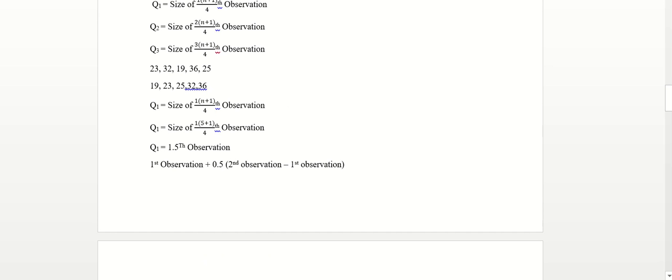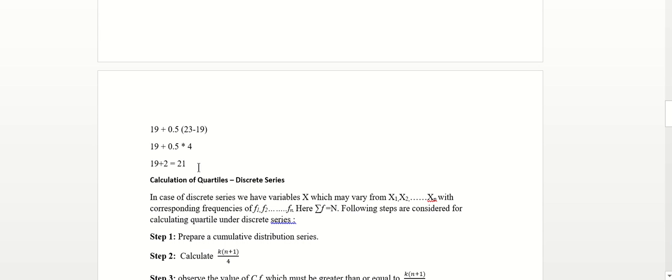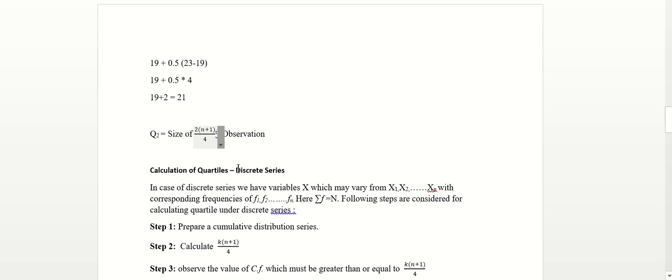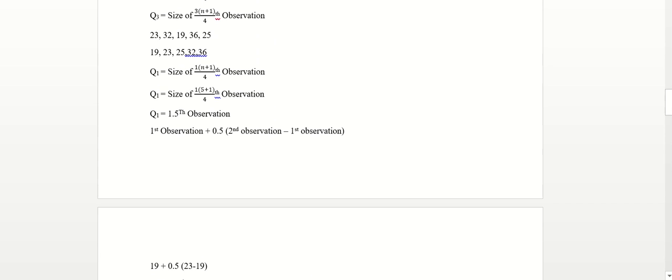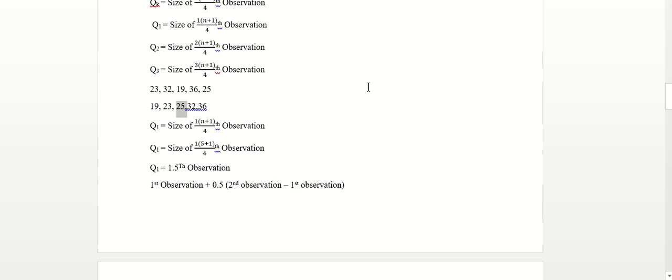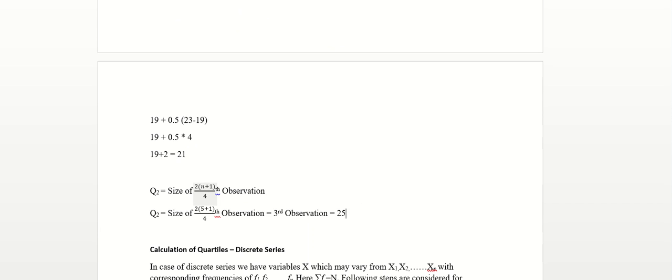Now we will calculate Q2. So the formula for Q2 is again this is the formula, right? So I will apply the values here. N is 5. So 2 into 5 plus 1 by 4. So here the observation we get is 6 into 2, 12. 12 divided by 4 is 3. So here very simply we have got third observation, right? So we don't have to do anything here. So third observation we can take it from here. Third is 19. Oh, sorry, 25. This one, right? So here Q2 is 25 and this is also median, right? That's why they pick the central value, right?